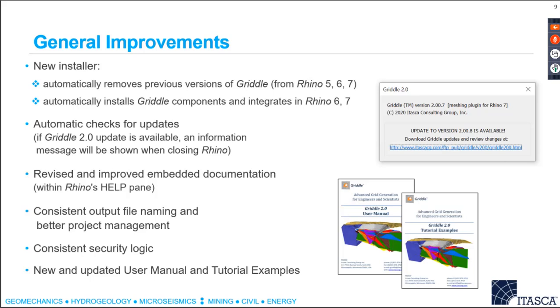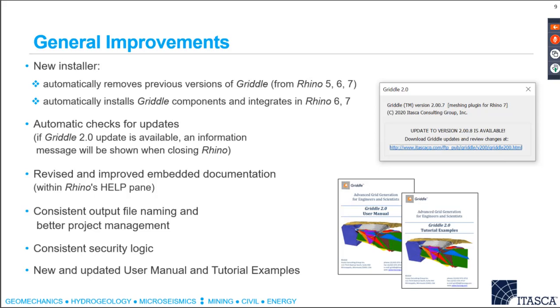We also revised and improved embedded documentation within the Rhino help pane. You will see this later on some examples. We improved consistency in output file naming and better project management. We improved consistency in security logic. Users of Griddle 1.0 may remember that Block Ranger had somewhat different security options than the rest of the plugins. Now it's all uniform security logic, and Griddle now accepts only a Griddle license, no other licenses.